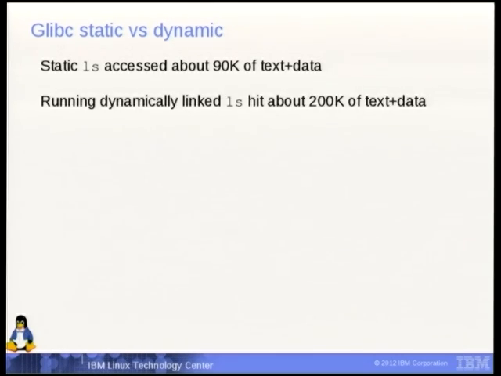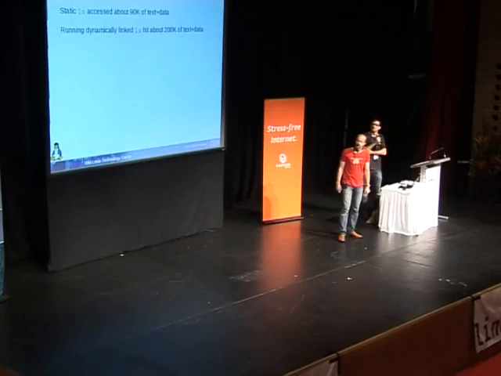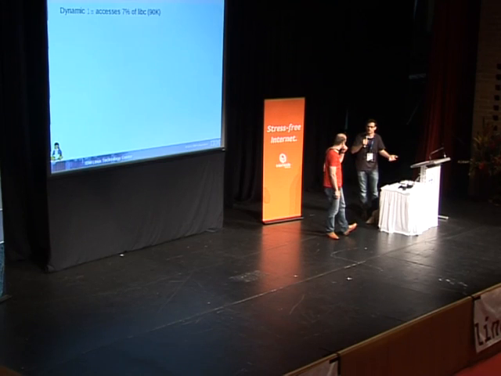If we do it dynamically linked, this is just as it would be on a normal system. In this case, this was a Debian 6 LS I was looking at. There's 200K of stuff from the LS binary and associated libraries. This is the same code. Okay, so it's this GNU LS on both sides. It's GNU libc, one statically linked and one not. So you're accessing almost twice as much stuff just because you have the privilege of doing it dynamically.